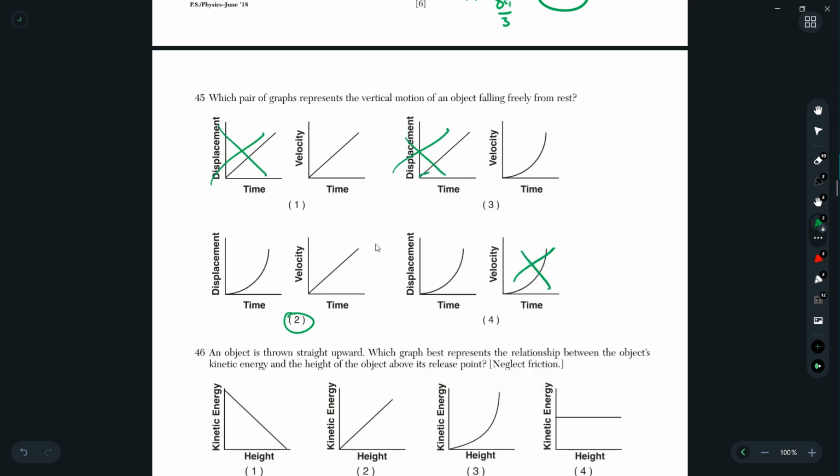Sorry about that. But this is going to go up like this, right? And then the velocity doesn't go up like that. It goes up constantly.